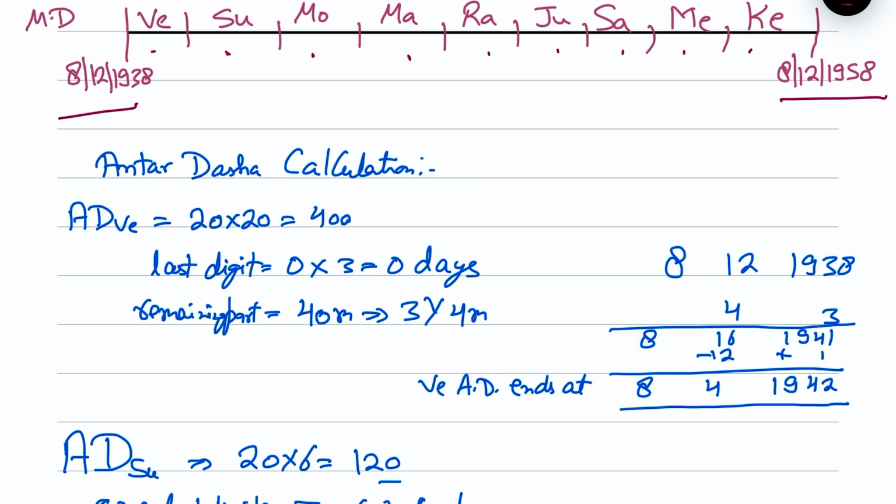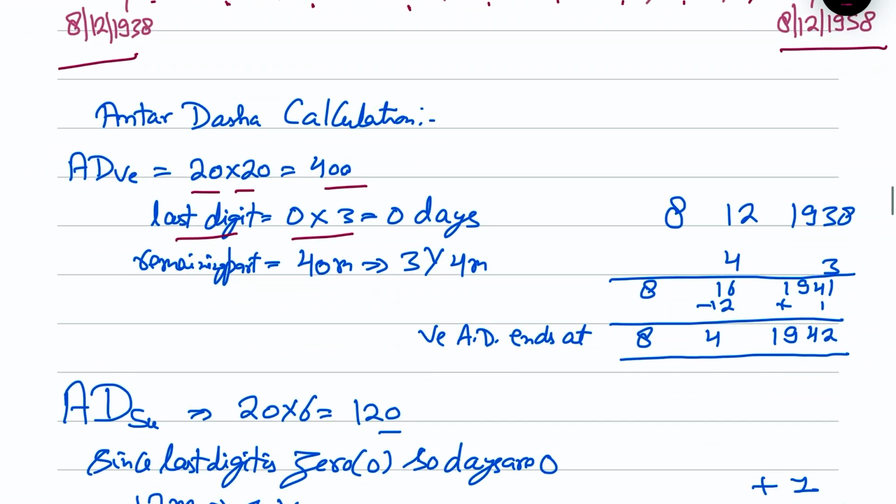Since it is Venus into Venus, it is 20 into 20, 400. The last digit is 0, so into 3 as shown written over there, it is 0 days. The remaining part is 40, so it is 40 months. So it is an easy calculation, so that you need not do the complicated math. Simple: last digit multiply by 3 gives days, and the remaining part is 40 months, which is 3 years 4 months.